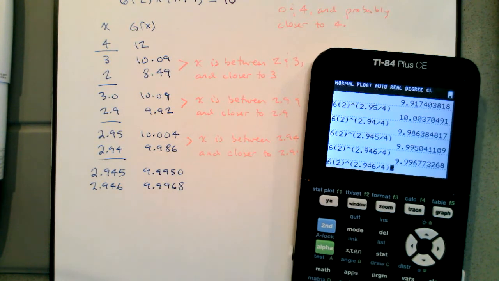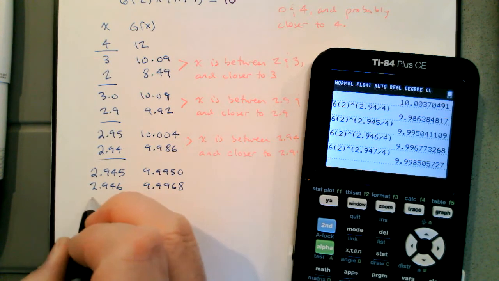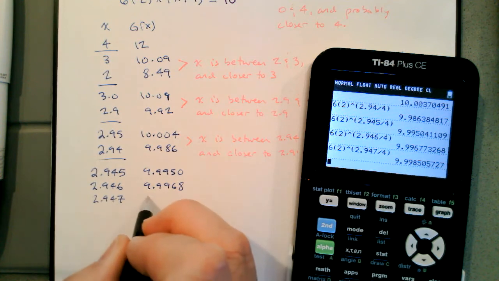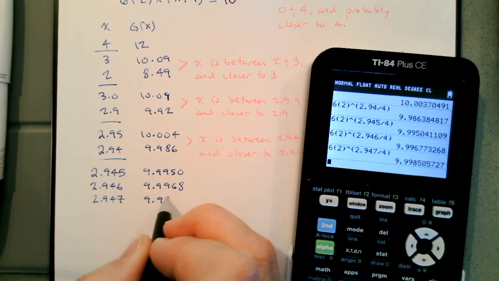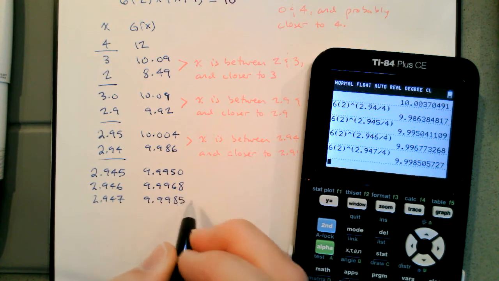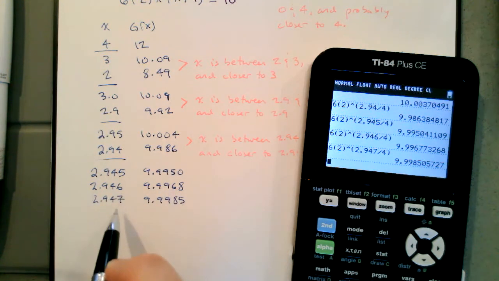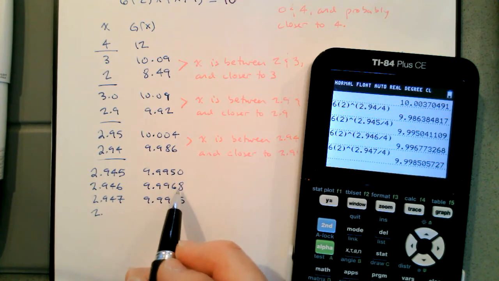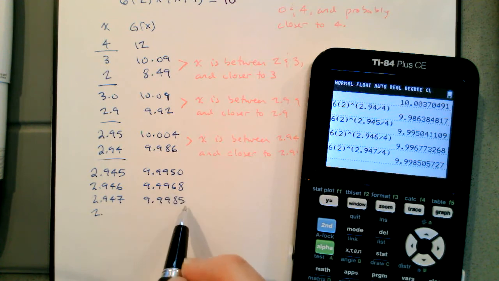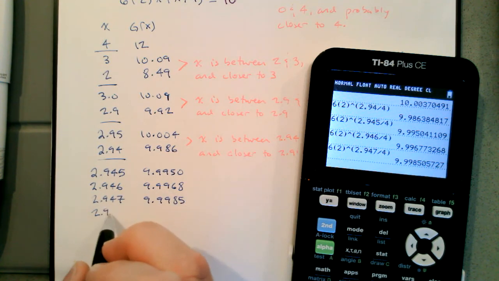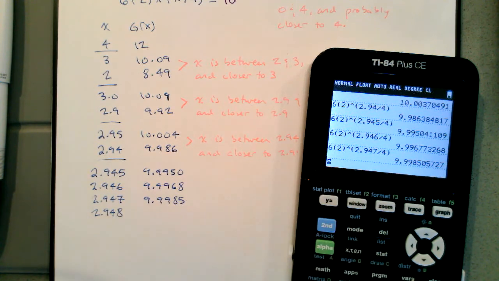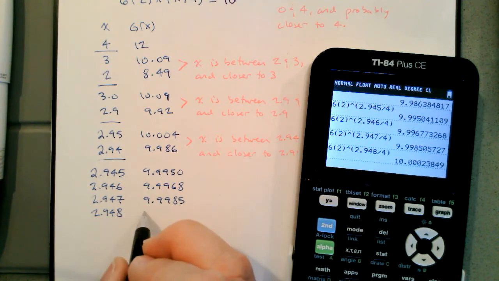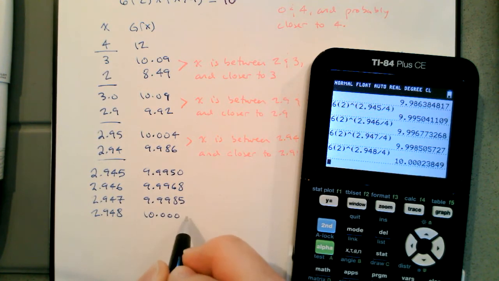So I'll just go up again, 2.947. Still too low. Should have been taking bigger steps, I guess. But you'll notice that as the thousandth creeps up, we're creeping up on 10. So looks like we're getting pretty close. I think the next one's going to do it. Let's find out. So if I do 2.948, we're above 10, at 10.0002.